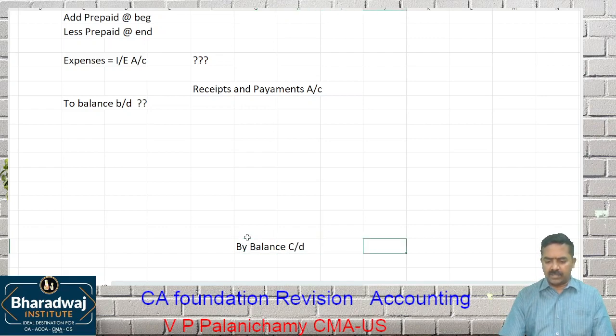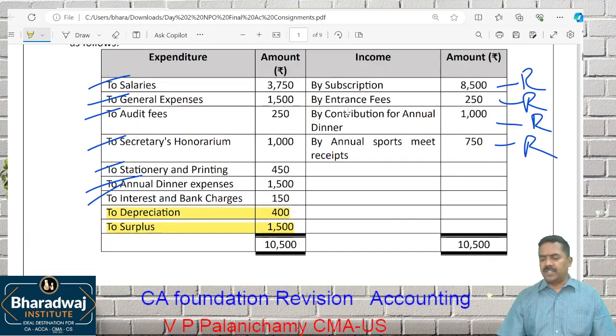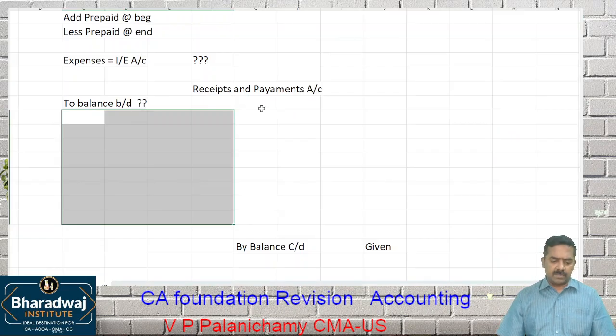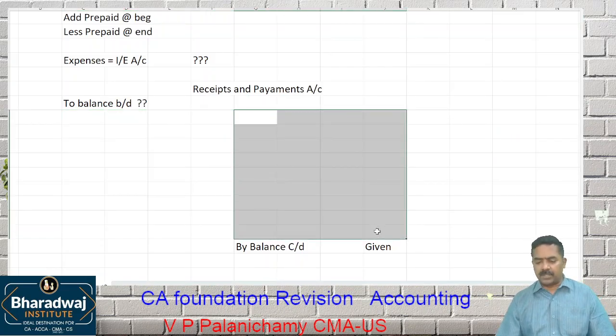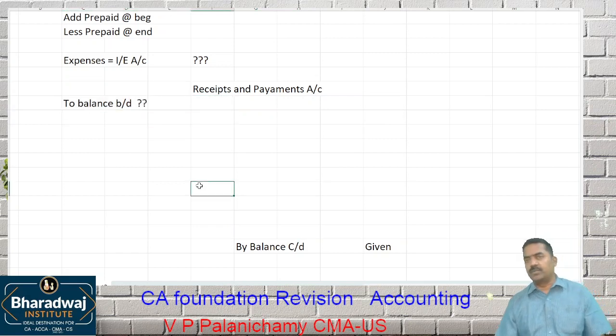By balance carried down is given in the question. Record all the receipts. What are the receipts? Subscription, entrance fees, contribution for annual dinner, annual sports expenses like that. All the receipts side, you have to work out. All the payments you have to work out. And find out opening balance as a balancing figure.